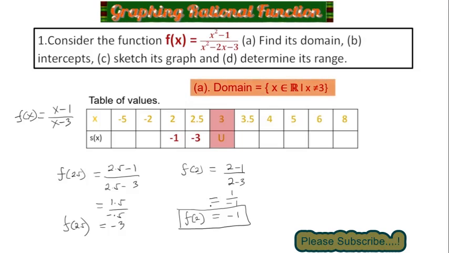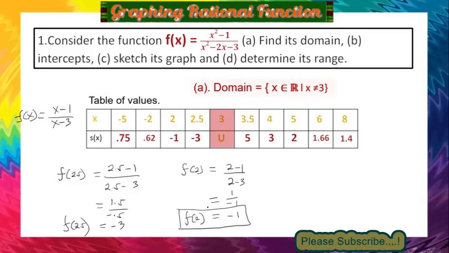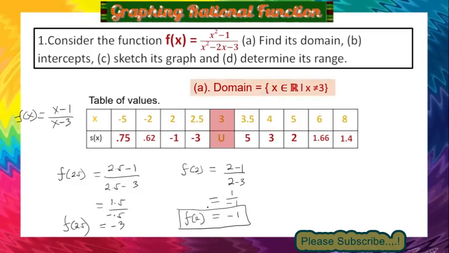So let us use negative 2. When x is negative 2, the value of the function is 0.75. When x is negative 5, it is 0.75. When x is 3.5, then the function is 5. When x is 4, the function is 3. When it is 5, the function is 2. When x is 6, the function is 1.6, and when it is 8, the function is 1.4. So we are now ready to graph this function.